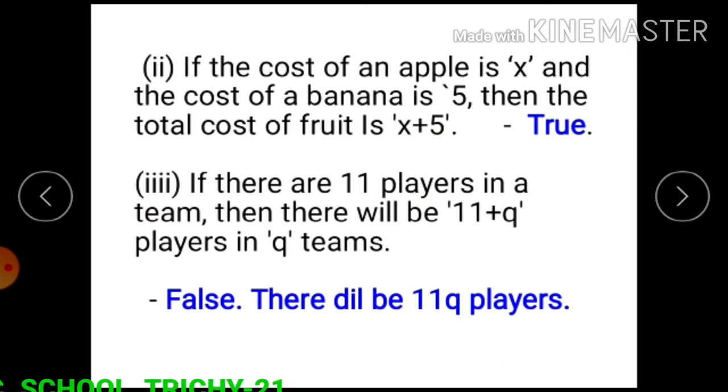Question number 3. If there are 11 players in a team, then there will be 11 plus q players in q teams. This statement is false. So there will be 11 into q players in q teams.